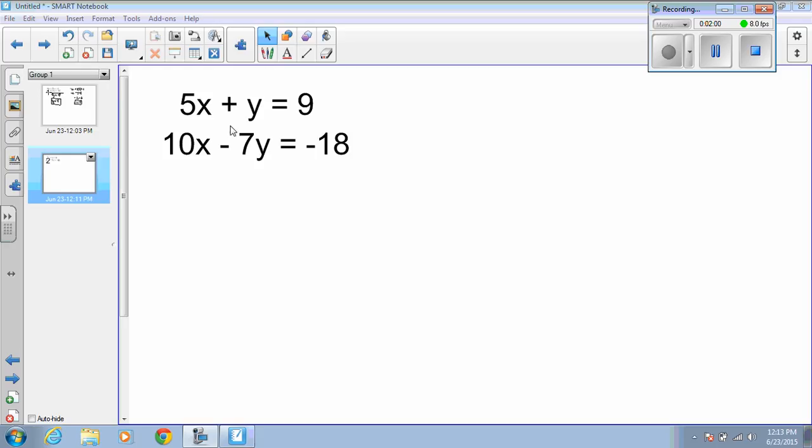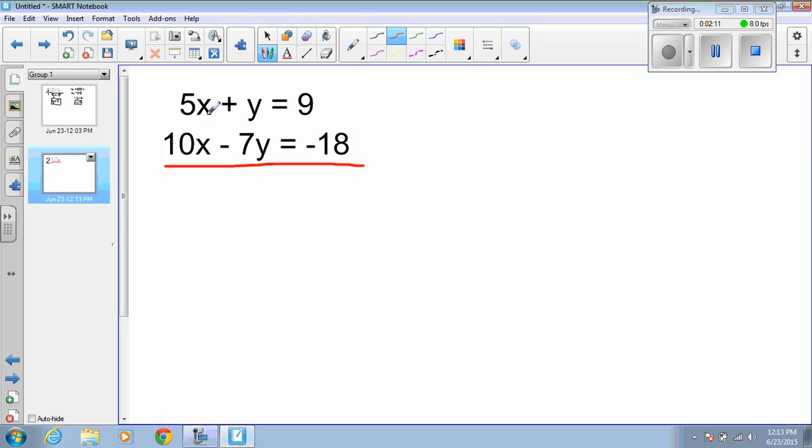If you run into a system of equations where you add them up and nothing seems to cancel, so if I added these up, I would be able to see that 5x plus 10x, that's 15x. 1y minus 7y would be negative 6y. 9 minus 18 is negative 9. Well, that doesn't eliminate anything for me. So how do I come to a solution?